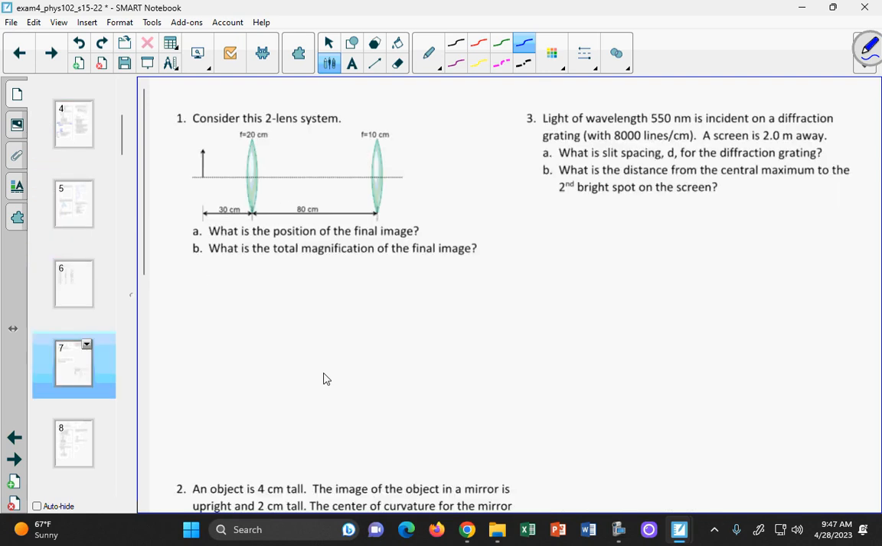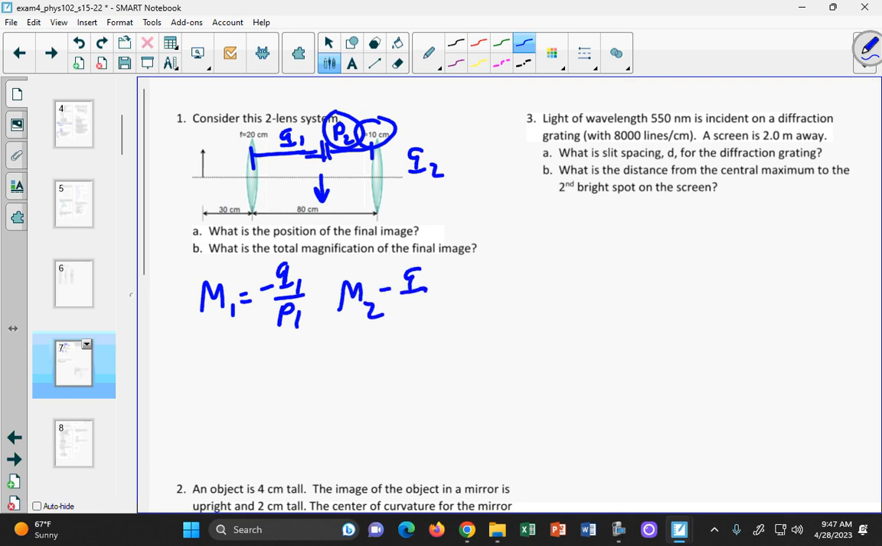Y'all know how to do the double lens? That's the very first question on the test. You're not dealing with a virtual object at all, so it'll be fairly straightforward where I find this image distance, Q1, and then I find this object distance, P2, and then I use this focal length and this object distance to find Q2, and then along the way I find M1, negative Q1 over P1, M2, negative Q2 over P2, and then the total magnification, which is just the product of M1 and M2. So that's what I'm looking for, the position of the final image and the total magnification of the image.